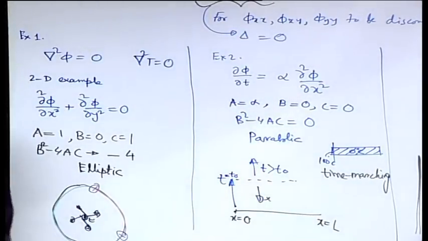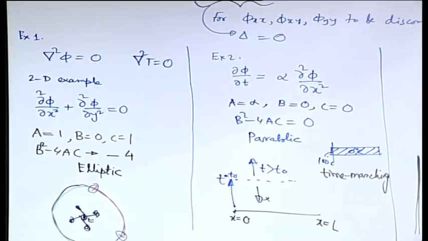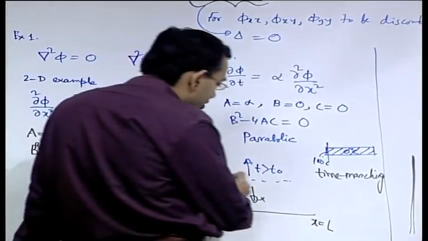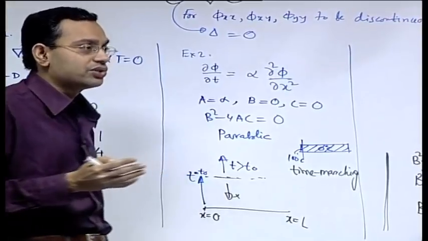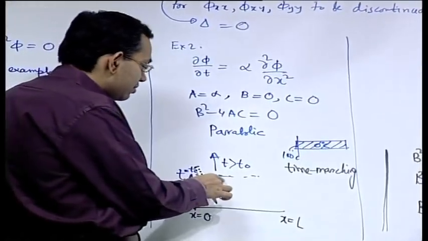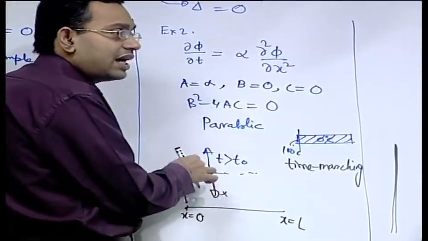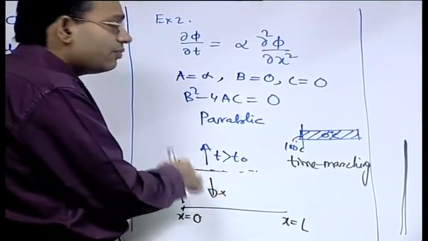Time marching problems will have only one type of discontinuity, that is a discontinuity with respect to that reference time at which the disturbance is imposed, because before that time and after that time is physically a totally different type of domain.